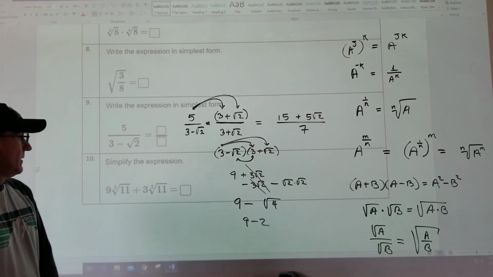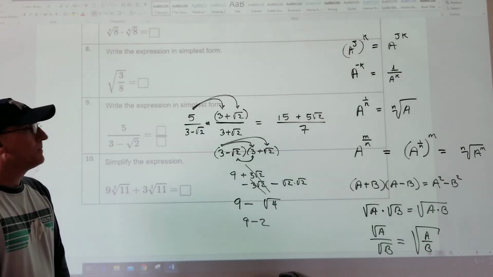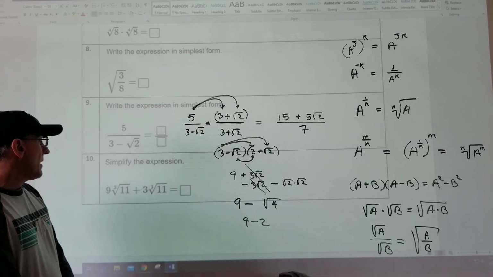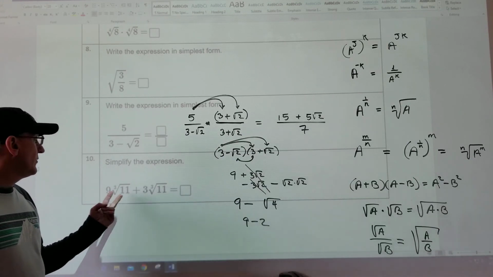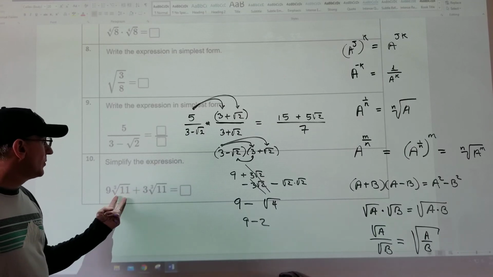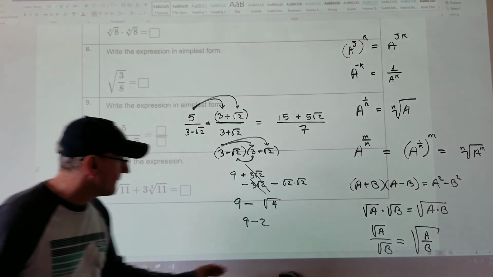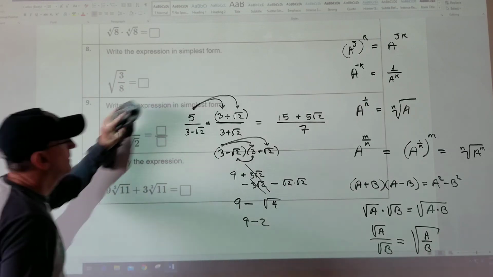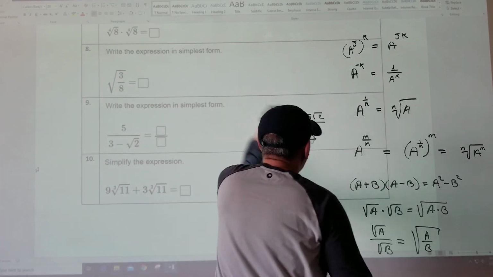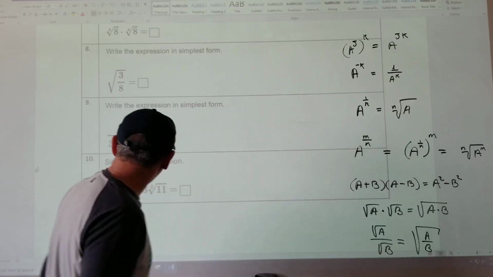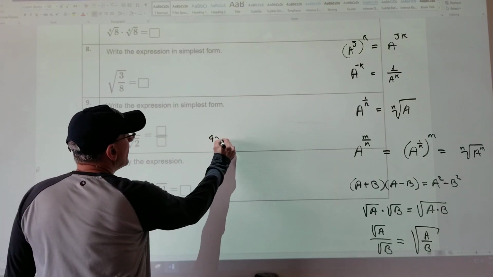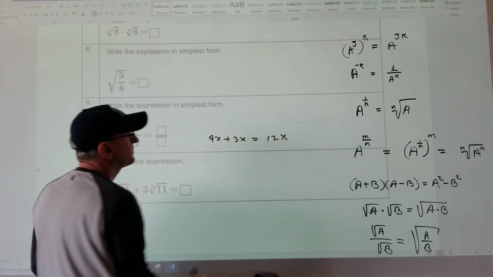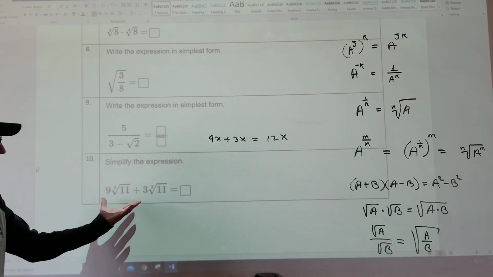Okay, ready for an easy problem? Problem 10 is the easiest problem on the whole page. In problem 10, you're trying to add 2 cube roots of 11. How do you add 2 roots of the same kind? Okay, I'll give you a massive hint. If you can do 9x plus 3x and get 12x, you can do this problem.